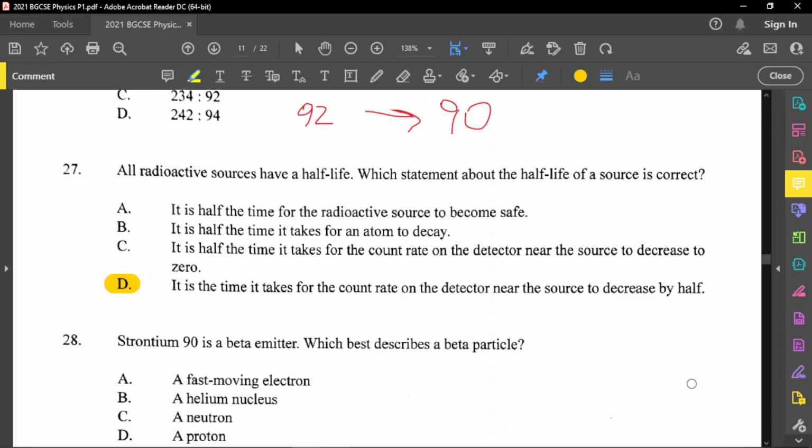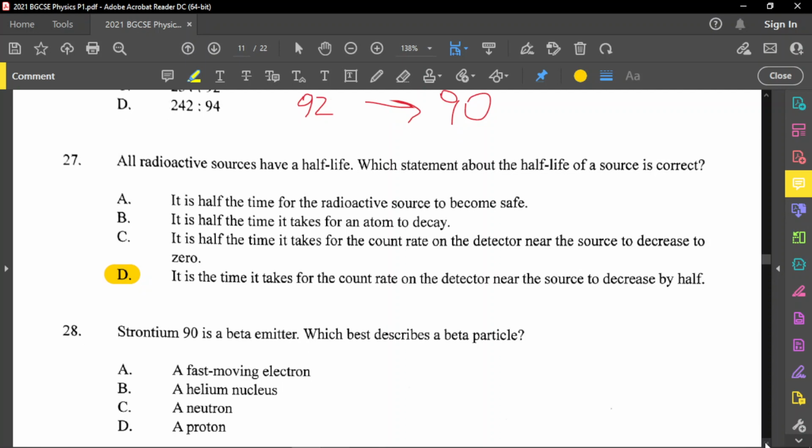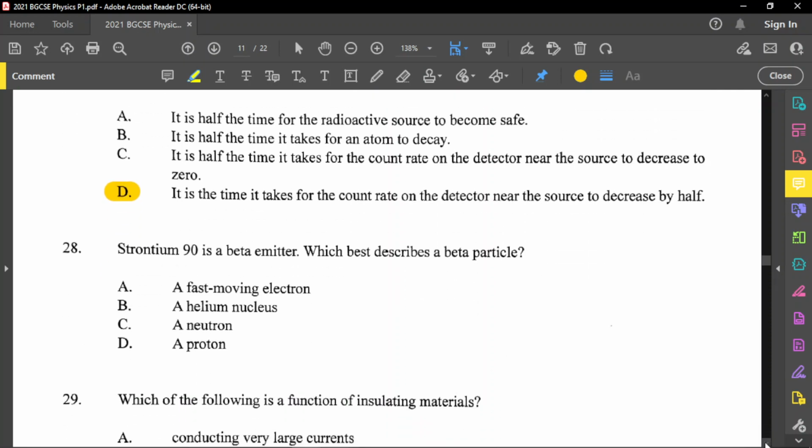Now, question number 28. It says strontium-90 is a beta emitter. I mean, it emits beta. Which best describes a beta particle? When we talk about beta particles, the first thing to remember is that they are fast-moving electrons, okay? Alpha resembles helium. As we talked about in the question before this, it has mass number 4 and proton number 2, which resembles the helium nucleus.